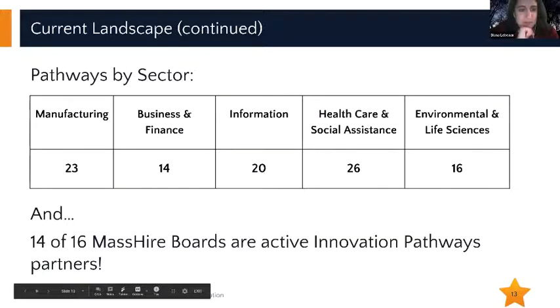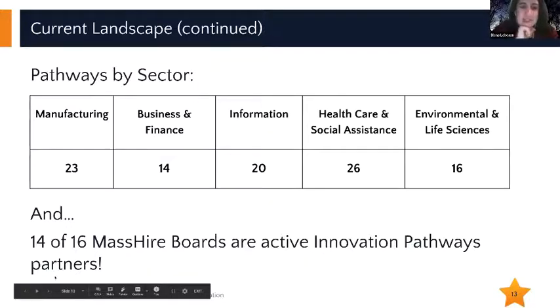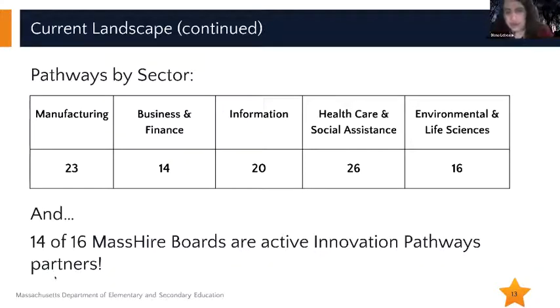A couple of data nerd details to share. Across the sectors, we see pathways in each of 5 industry sectors: manufacturing, business, finance, information, healthcare and social assistance, and then environmental and life sciences. Not quite evenly distributed, but pretty generously distributed across the 5 different sectors. And excitingly, 14 of the 16 MassHire Boards are active Innovation Pathways partners. So we're excited to see this grow over the next few years, but the work that you all are doing is contributing to a real movement in Massachusetts. Next.